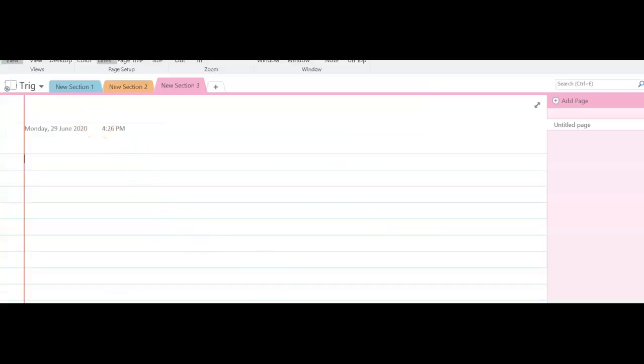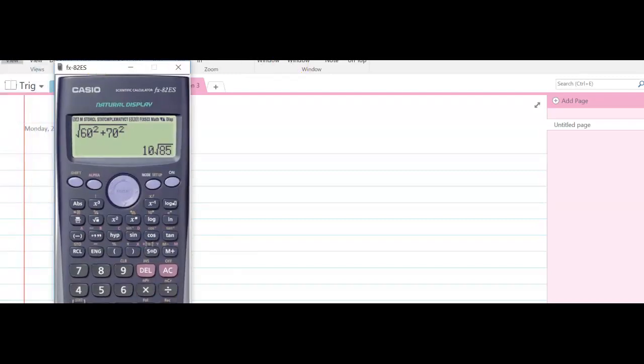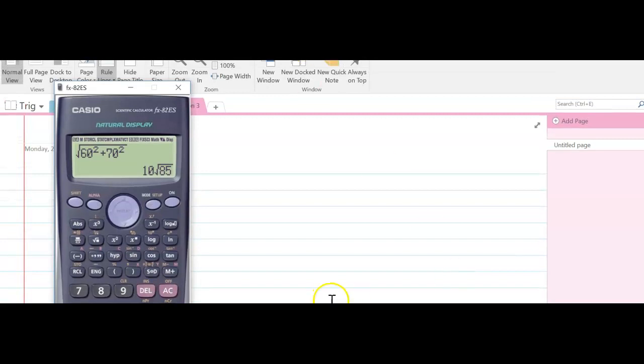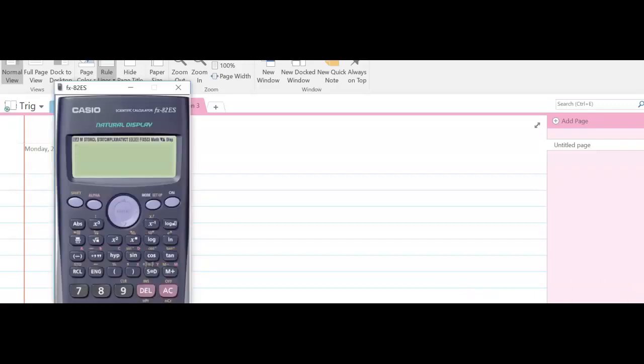Let's pull up OneNote. I've got a calculator here which probably looks similar to a lot of yours, correct? You should be able to recognize this calculator. If you don't, you need to have a scientific calculator, preferably a Casio, because we all use this one in school and it's helpful. This model is a bit old, but the ones that are out now, I think it's the 82 plus, are a little bit better. They shouldn't cost more than $30, I believe, at Big W or Officeworks.